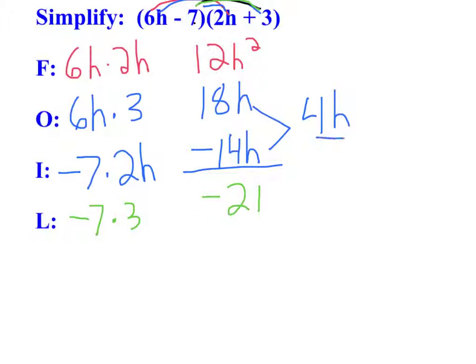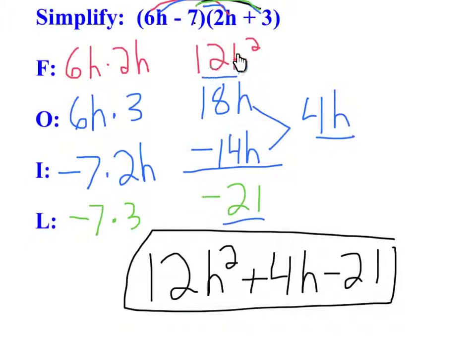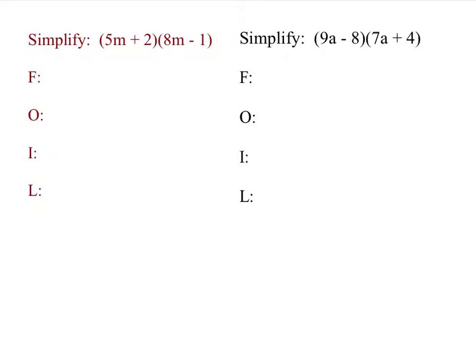So now I'm ready to add all my terms up. Okay, so 12h squared right here. My two middle terms combined to 4h right here, and minus 21. Okay, couple more to do here. So, how about on this side, I'll do the FOIL method again. And on this side, I'll kind of just do my distributive property twice, which is the same thing.